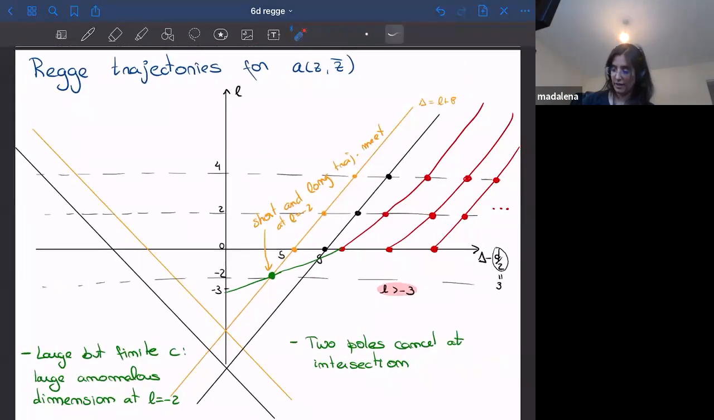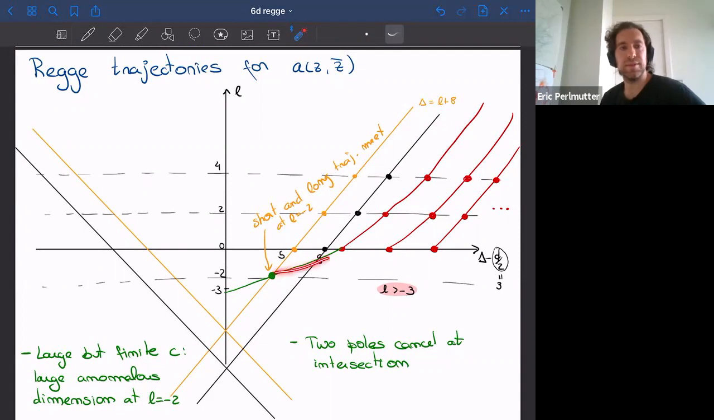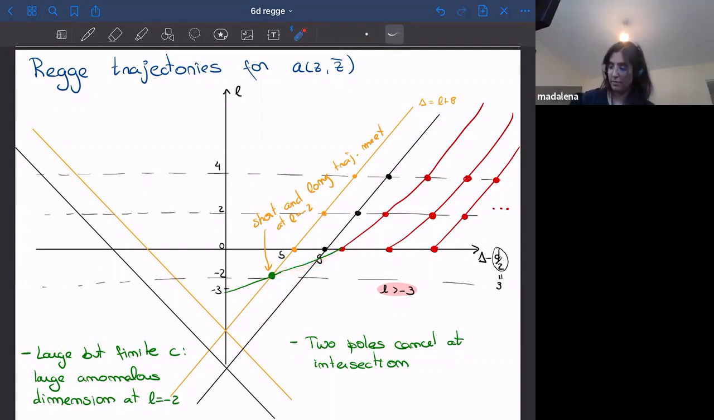Okay. And the other comment I would maybe like to make at this point is that I drew here some schematic trajectories. This is just some random series that I made up. So these dimensions, of course, can vary. In particular, you could set yourself for very large but finite central charge, where all trajectories should basically approach double twists. But if it's large but finite central charge, the stress tensor is there. So this point is kind of pinned down, which means that there's always a huge anomalous dimension at spin -2, which is a bit weird.